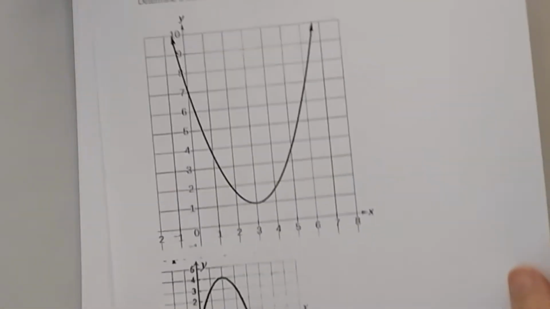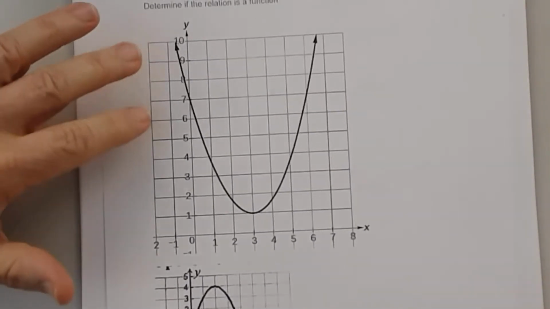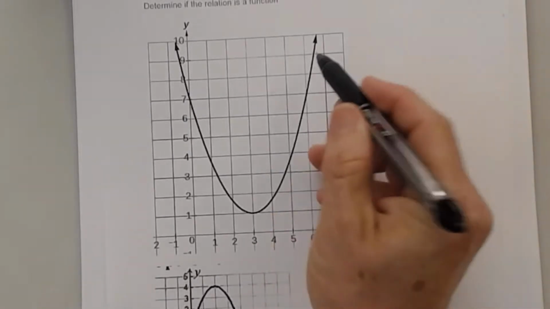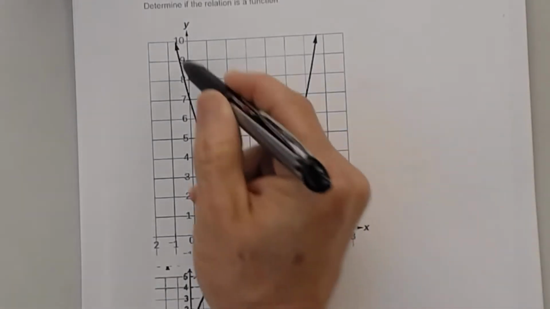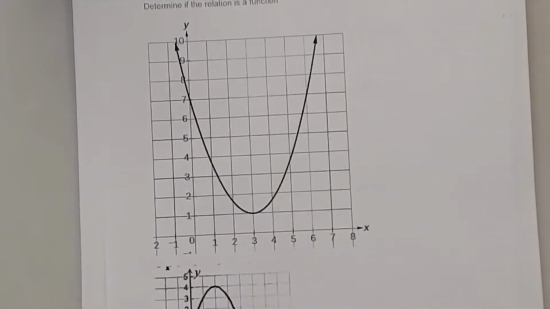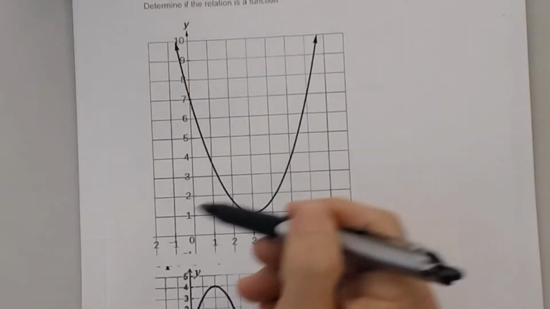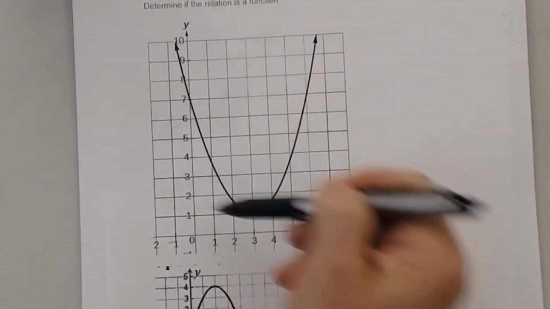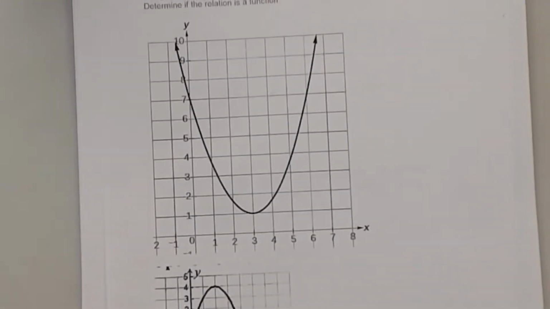So the question is, is this a relation? Yes or no? Yes. Why? It's a set of ordered pairs. Every point on that graph is a set of ordered pairs. All right, so this parabola, which you had to draw for one of the worksheets, correct, is a set of ordered pairs. So any graph is a set of ordered pairs. Any graph is a relation.